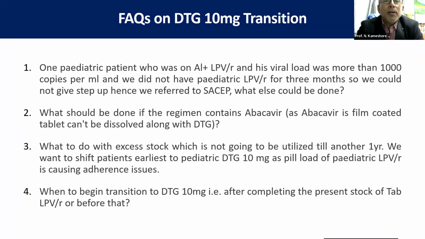So these are the frequently asked questions on DTG transitions. One pediatric patient who was on AL and lopinavir, ritonavir, his viral load was more than 1,000 copies, requiring EAC and repeat. And we did not have pediatric lopinavir, ritonavir for 3 months. So we could not give step up. Hence, we refer to SASEF. What else could be done?